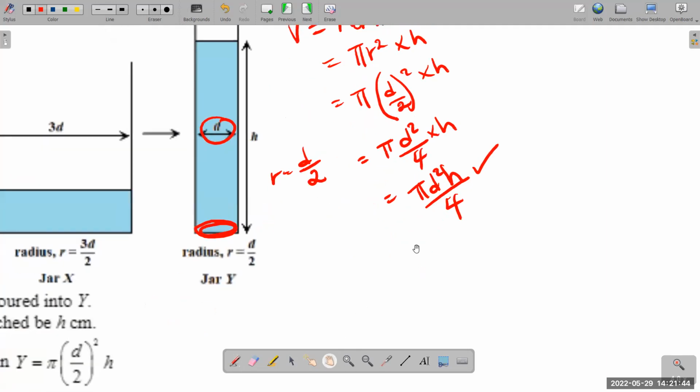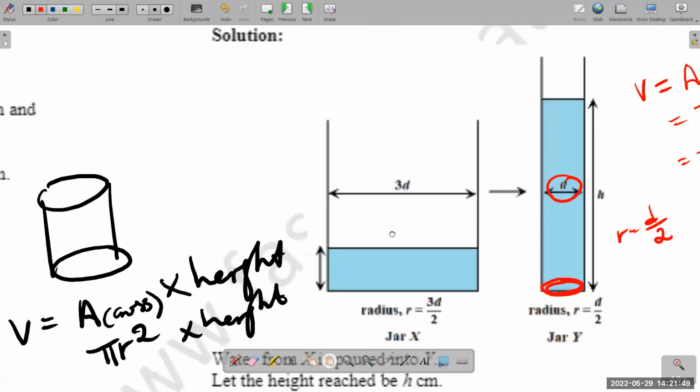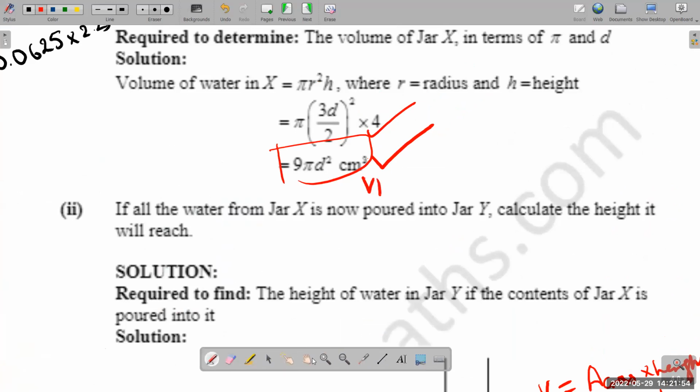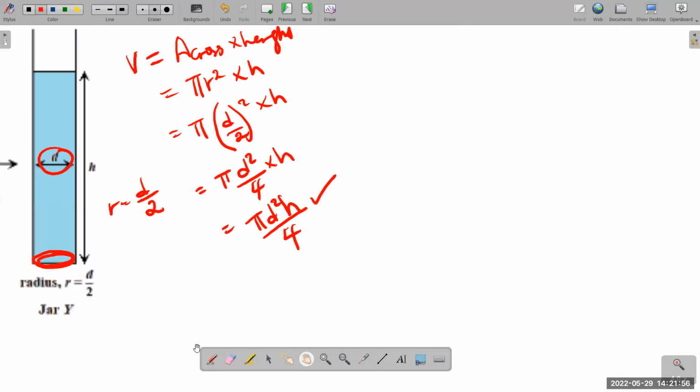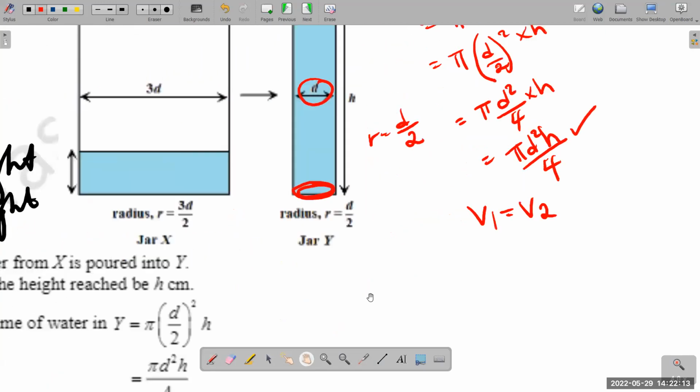Did the volume of the water change? No. So let's call the first thing we found V1. And this one that we found for the second container, let's call it V2. If we just pour it over, assuming that none gets spilled, V1 is equal to V2. Everybody see the common sense here? That's the common sense part coming in, because they don't tell you none of this. You just have to know that that's what's going on.